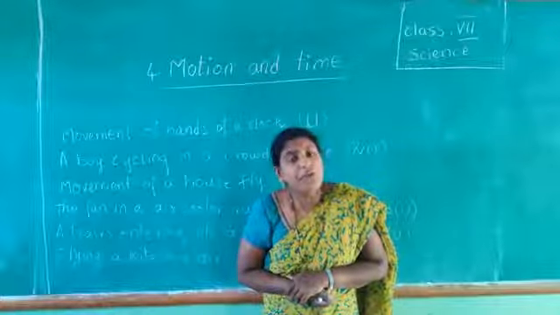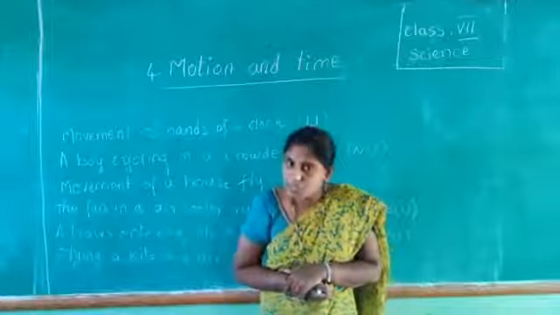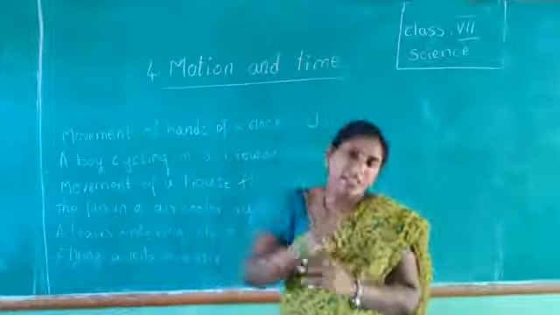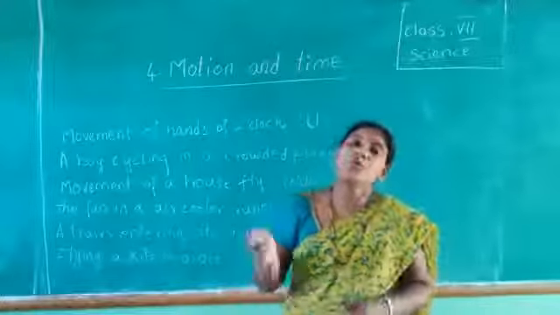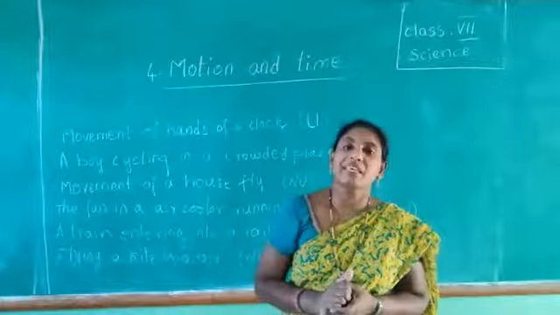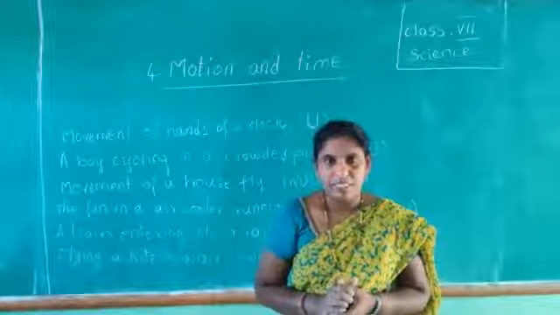How are you going to define non-uniform motion? If a body covers equal distances in unequal intervals of time or unequal distances in equal intervals of time, then the body is said to be in non-uniform motion. Is it clear to you?